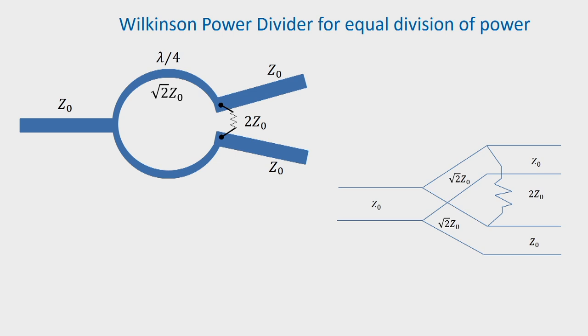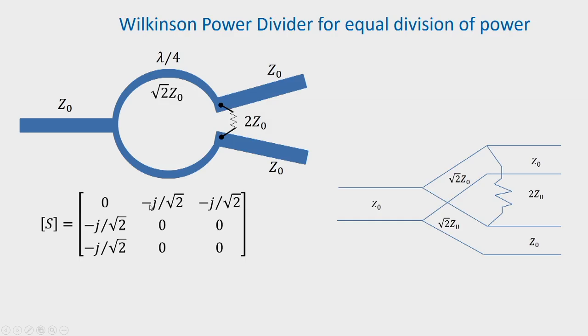Now, if we consider the S parameters for this type of equal power divider, this type of Wilkinson equal power divider, we get the S matrix as S11 is 0, S22 is 0, S33 is 0. So, in the Wilkinson power divider, all the three ports are matched.